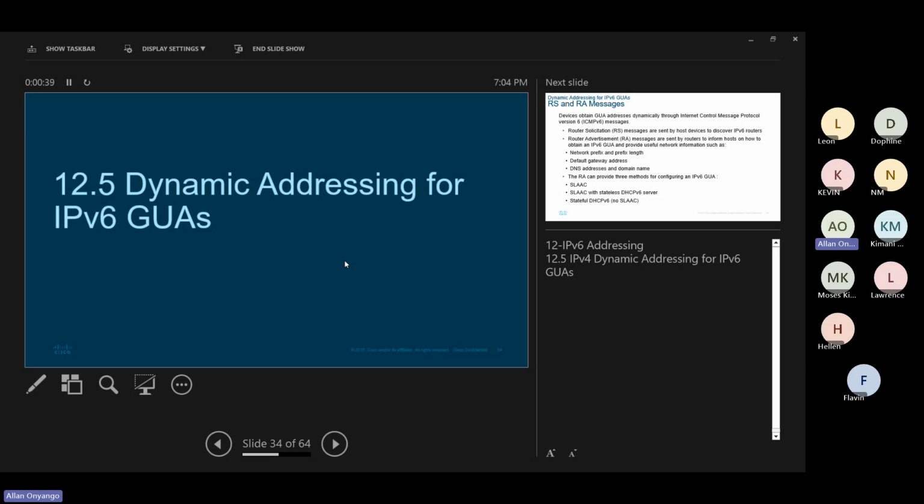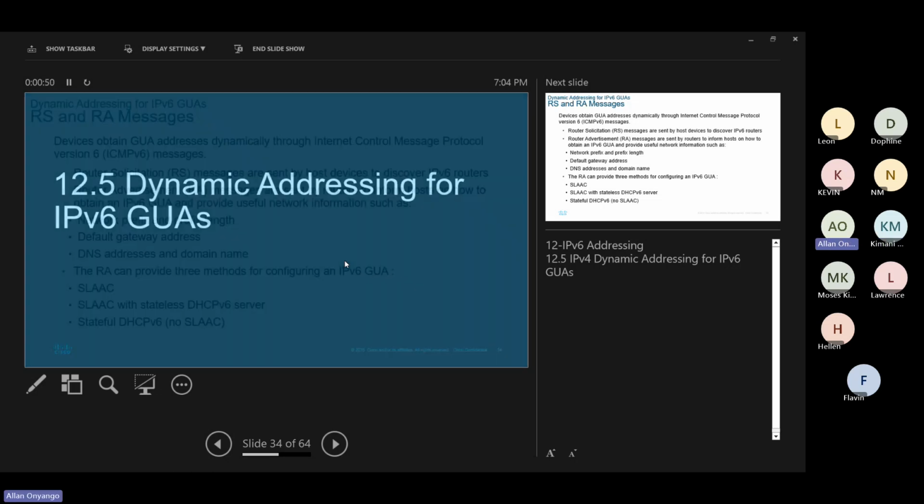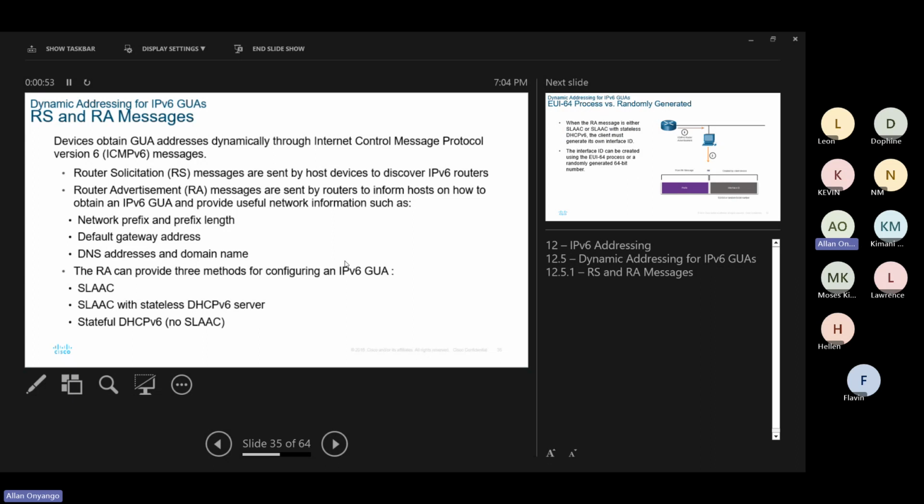And we'll be having a whole chapter for DHCP server configuration for IP version 4 and IP version 6. And that's what we call dynamic addressing or automatic IP assignment. IPv6 devices can also get IP addresses automatically. The only thing is that in IPv4, there's only one way for them to acquire IP addresses, just through the DHCP server. In IPv6, there are three ways.